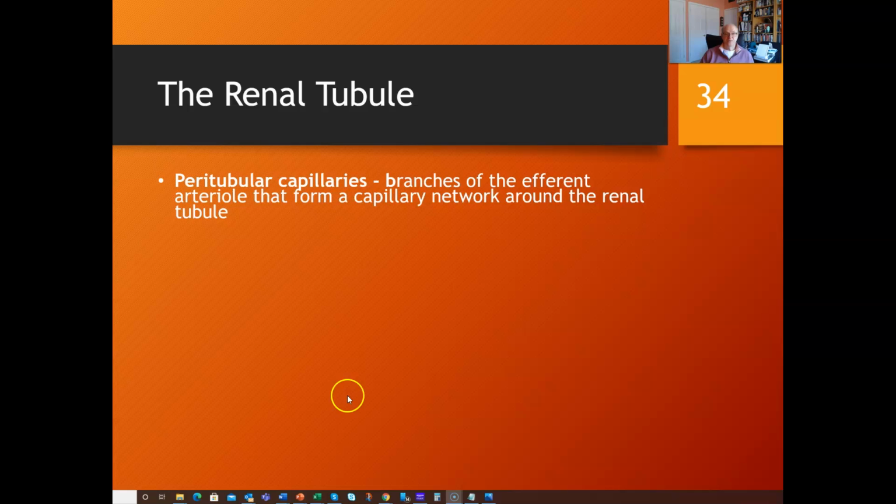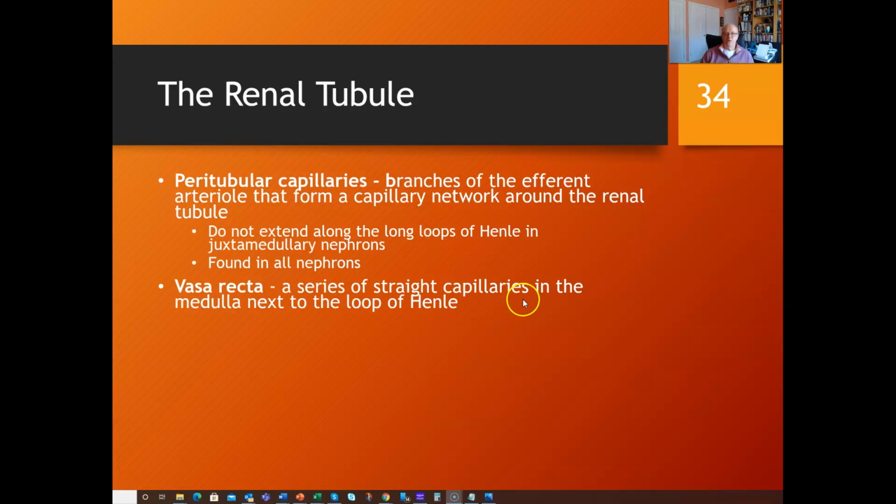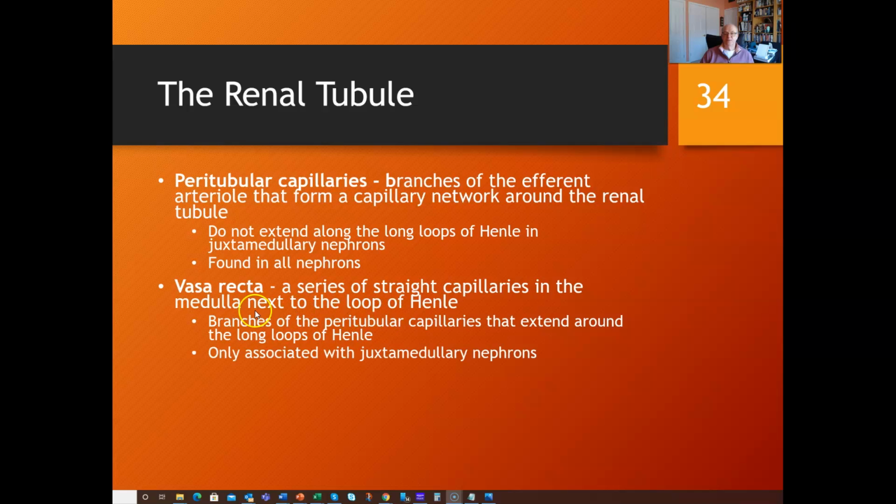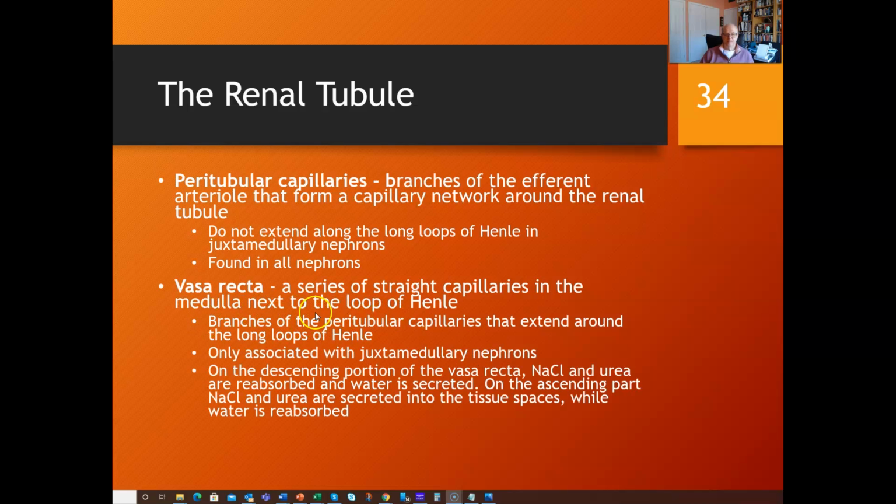Okay, so we have the peritubular capillaries. Peritubular means around the tubule, capillaries around the tubule. And they come from the efferent arteriole, and they wrap themselves around the tubule. They don't go down the loops of Henle. All nephrons have them. Then we have another blood vessel series, the vasa recta, only in juxtamedullary nephrons. They go all the way down the loop of Henle.